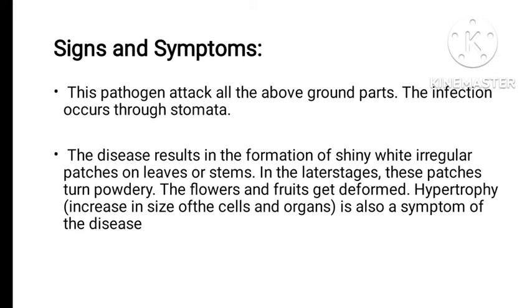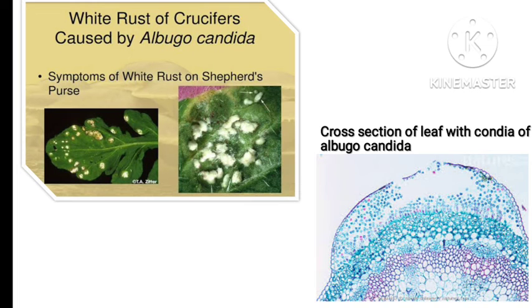Signs and symptoms. The pathogen attacks all the above-ground parts. The infection occurs through stomata. The disease results in the formation of thin, white, irregular patches on leaves or stems. The first image is the white rust fungus. The second one is a section of the infected area.